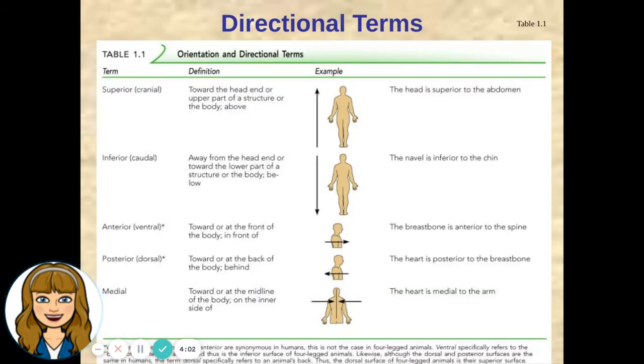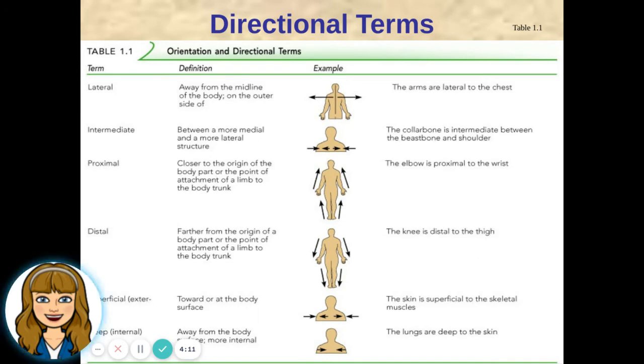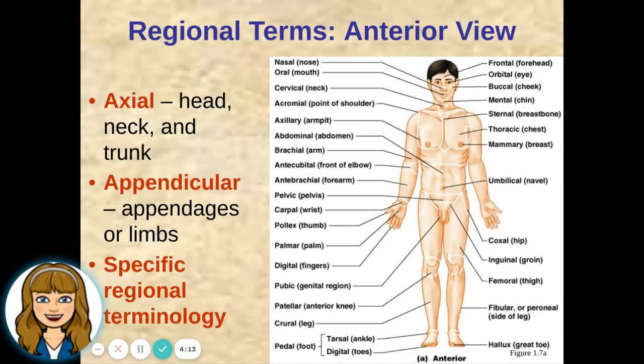Now, all of these have actual pictures and directions for you in the notes so that you can get to understand them better. They're all in here for you. And we will be, again, going over all of these in class, doing activities with them.